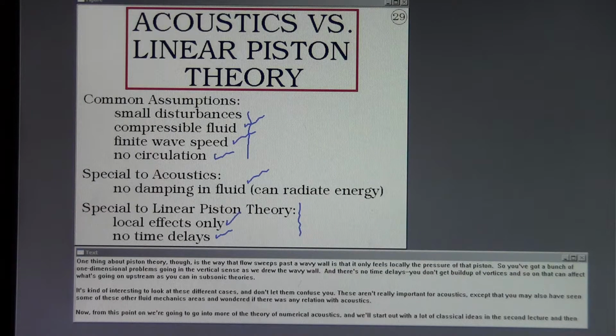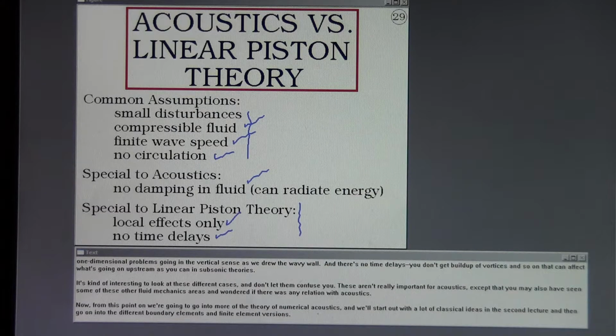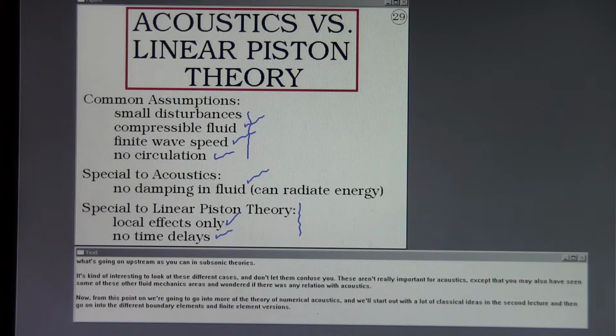So it's kind of interesting to look at these different cases, and don't let them confuse you. These aren't really important for acoustics, except that you may also have seen some of these other fluid mechanics areas and wondered if there was any relation with acoustics. Now from this point on, we're going to go into more of the theory of numerical acoustics, and we'll start out with a lot of classical ideas in the second lecture and then go on into the different boundary elements and finite element versions.